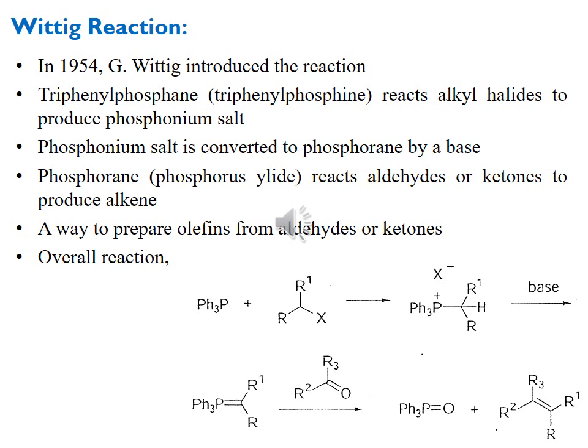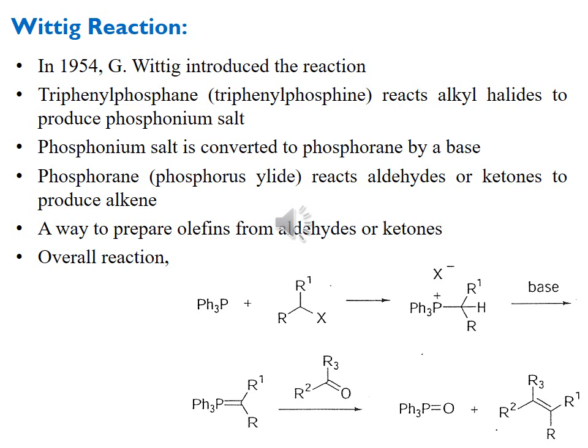In 1954, G. Wittig introduced this reaction, and there have been many modifications made in this reaction by other scientists. But here we are to discuss mainly this reaction. The first reacting species for this reaction is triphenylphosphine, which is reacted with alkyl halides to produce phosphonium salts.